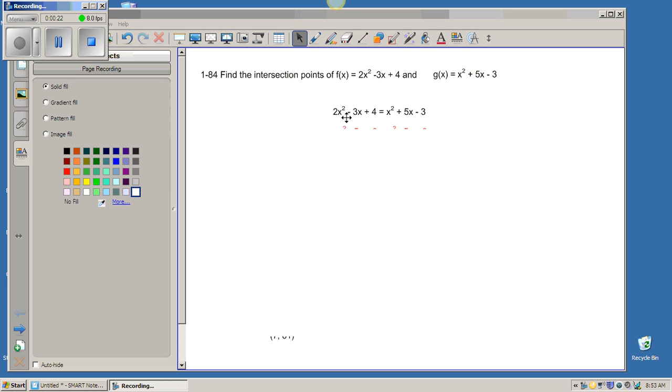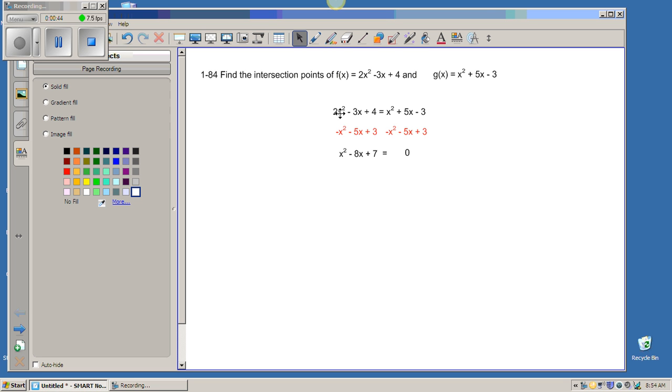Now remember, when you have a quadratic, and by quadratic I mean something that has an x squared term in it, I'm going to have to set it equal to 0. So to do that, I'm going to subtract x squared, subtract 5x, and add 3, because then this right side will equal 0. I have to do that to both sides.